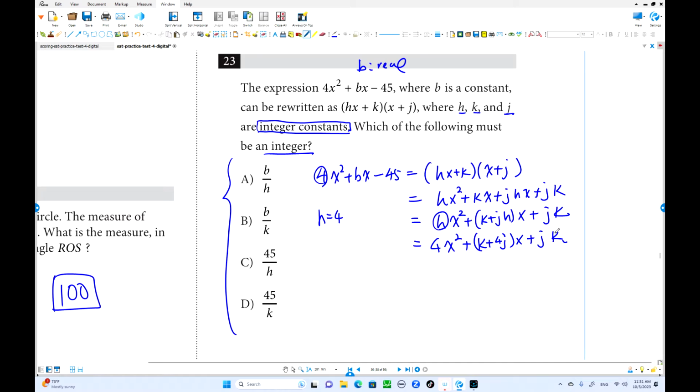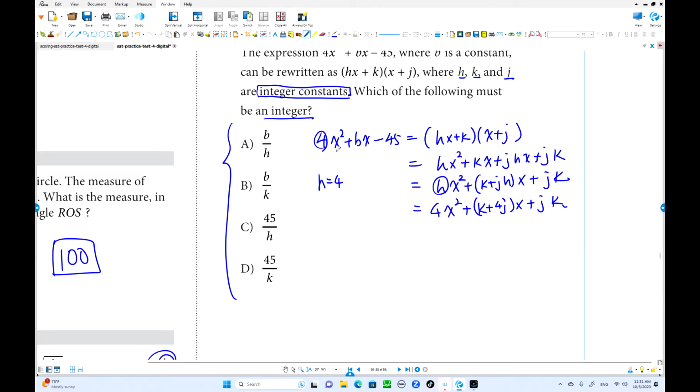Okay. So we got all the information over here. h equals 4. And what about b equals what? k plus 4j. And jk equals what? Negative 45. Okay. Using this one, which one is the expressible integer?